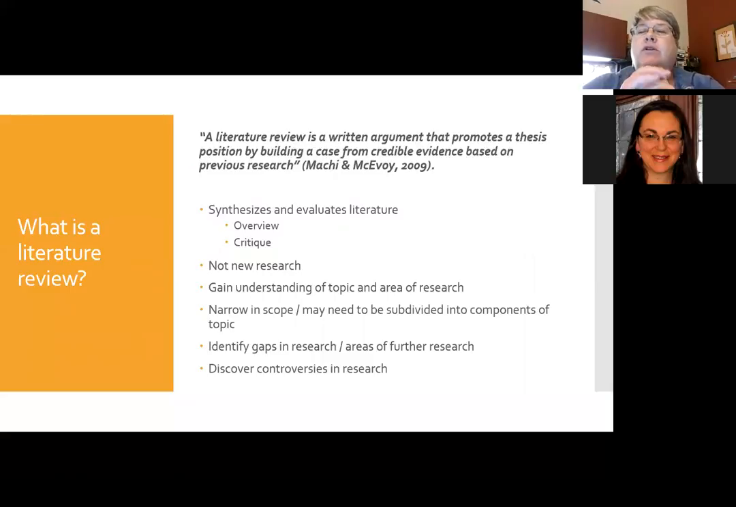So you're not just going through and summarizing the literature, but you're pulling it all together in a cohesive story, and you're providing some critique to it. So you're going through, looking at it, seeing what's out there. This is not new research. You're not creating your own research at this point with a literature review. What you are doing is going out and discovering what research has already been done. So you're finding previous research.